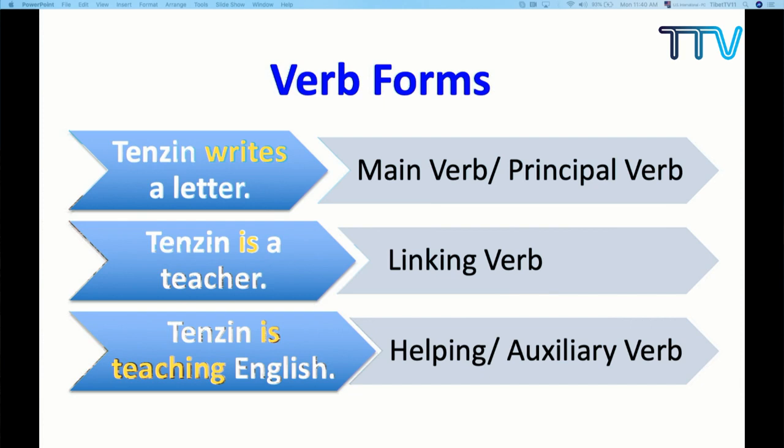So what is the main verb in this? Tenzin is teaching English, the word teaching. Teaching shows Tenzin's action. By using this helping verb is, it changes the time. For example, Tenzin is teaching. Tenzin was teaching. I can also write like this. So is and was, these helping verbs, what do they do? It changes the time.